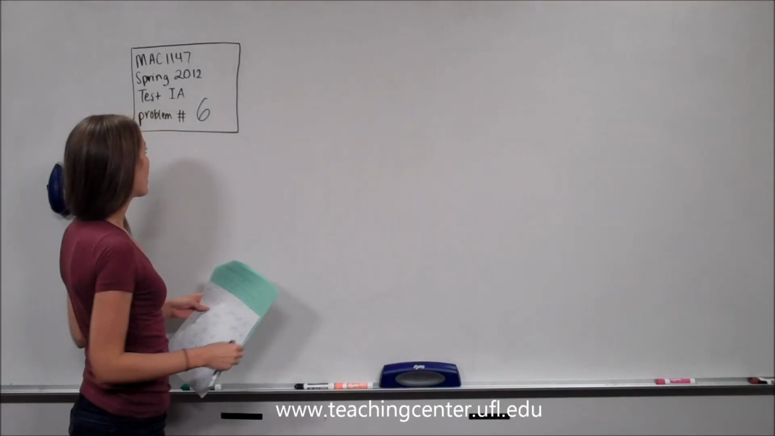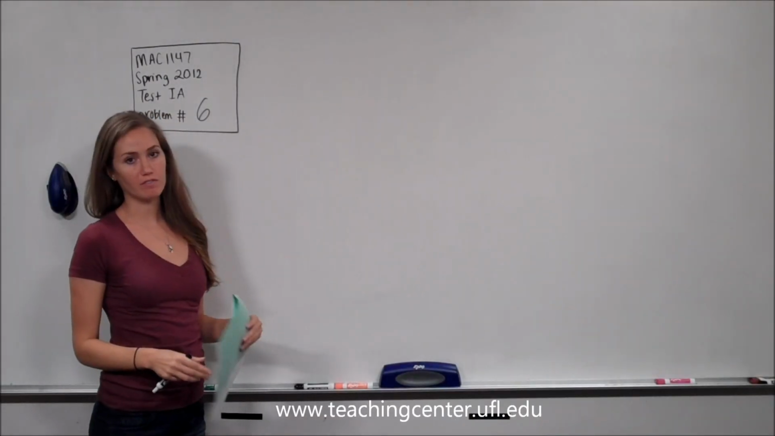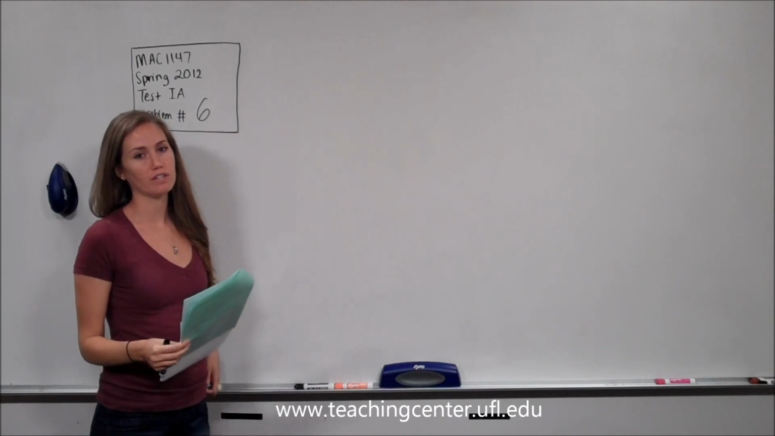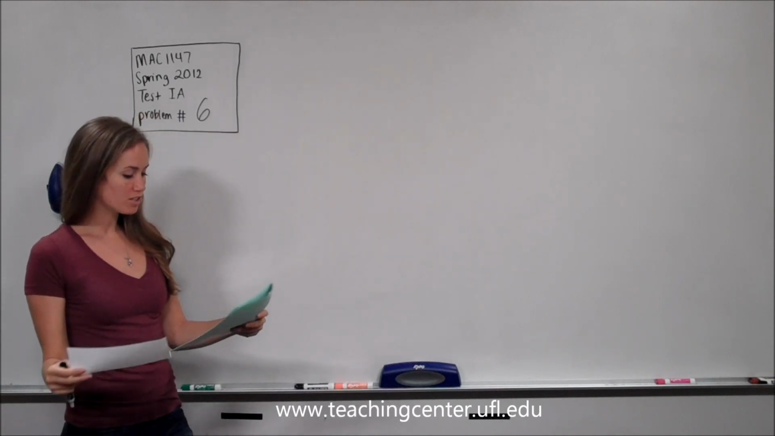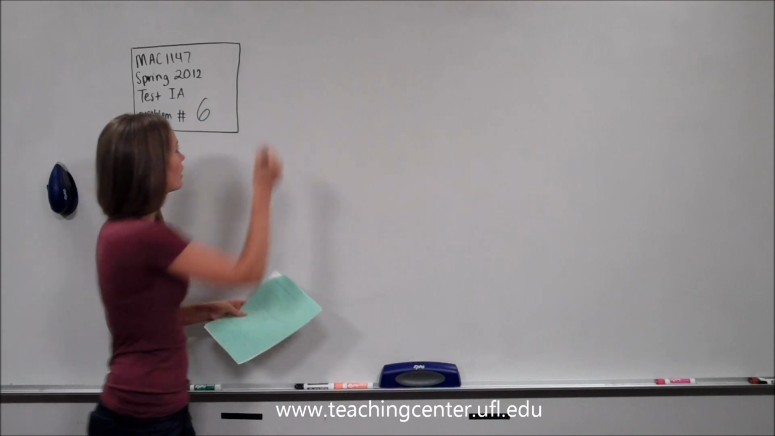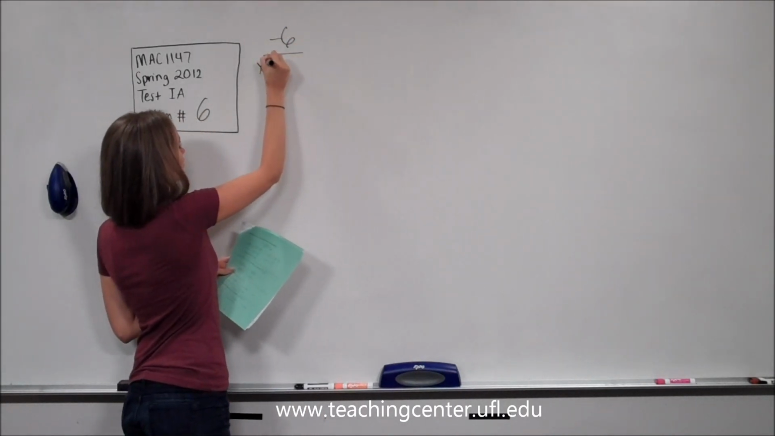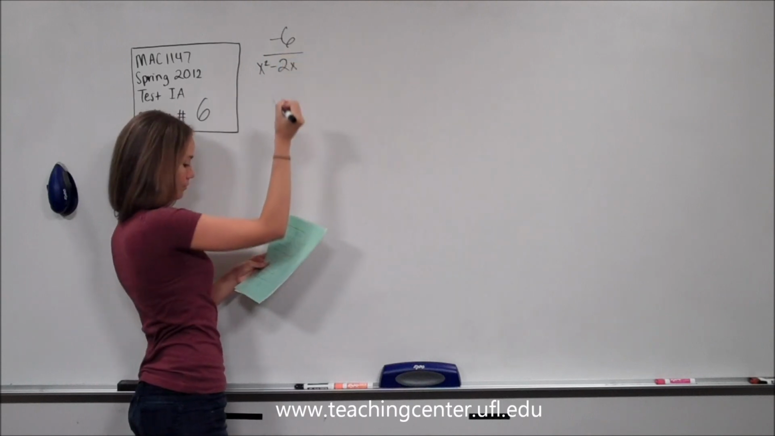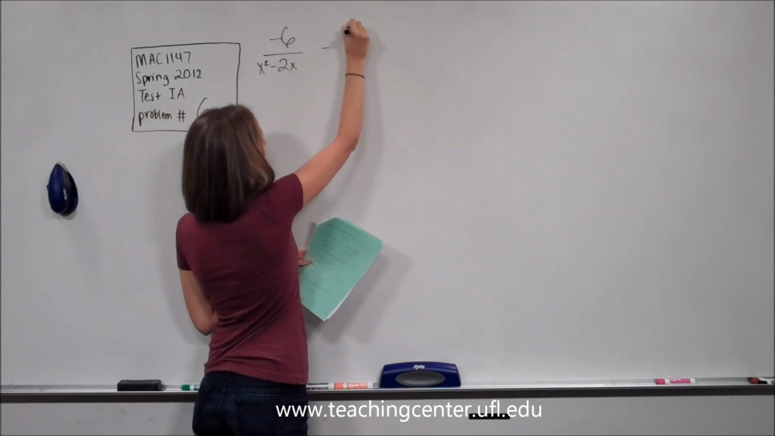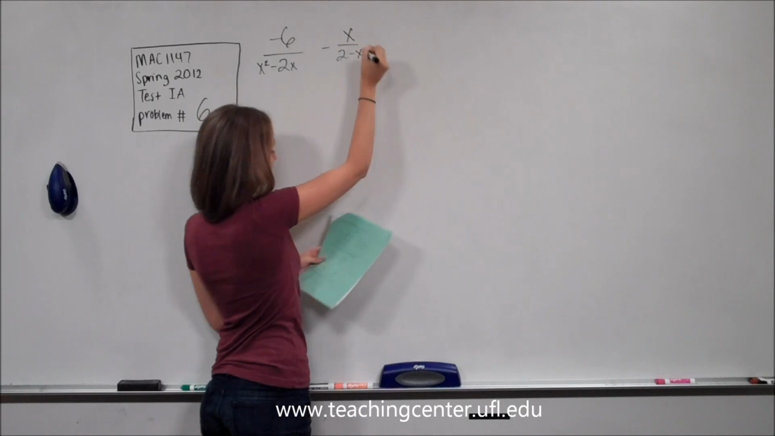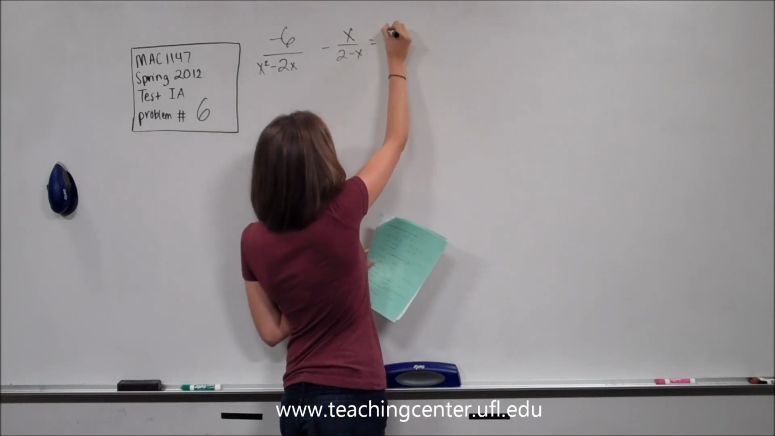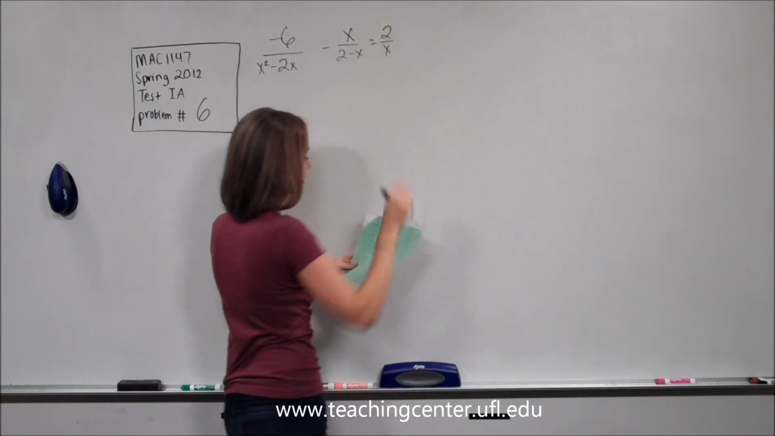Everybody. Today we are doing problem number 6 for MAC 1147, the Spring 2012 Exam 1A. So number 6 asked us to solve -6 all over x squared minus 2x, minus x over 2 minus x, equals 2 over x.